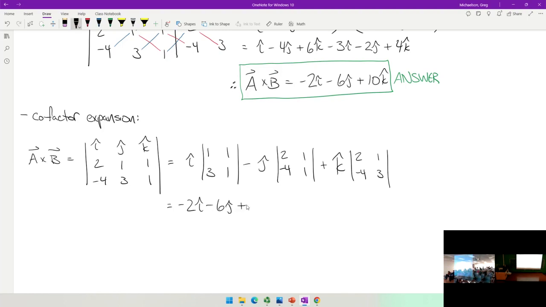And then plus, so what about the k? So we have 2 times 3 is 6. This times this is -4. 6 minus -4 is 6 plus 4, or 10. By golly gosh gee, we got the same answer as we did before. Okay.